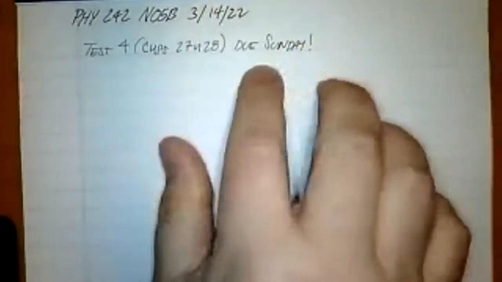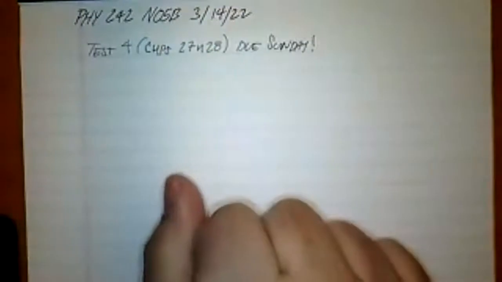All right, well, I reminded myself by writing it on my sheet. So let me turn on my document cam. Today's the 14th of March. What I want to remind you of is that we have already finished chapters 27 and 28. We're starting on 29 now.